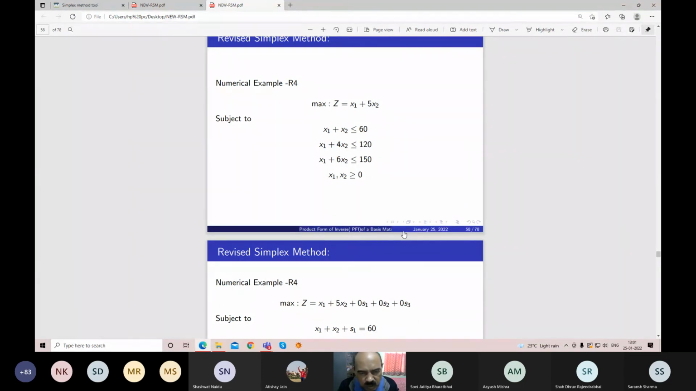This number 4 you have noted down. It is a very simple problem, but I'm asking everybody to practice using the revised simplex method. The simplex method you know it. So simplex method or revised simplex method, any method you can use. But these problems are strictly for the revised simplex method.